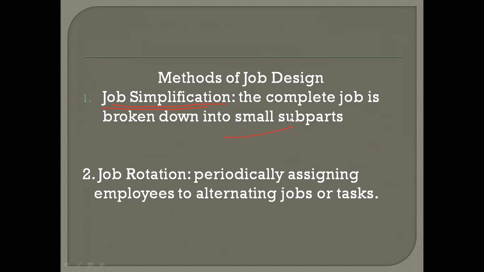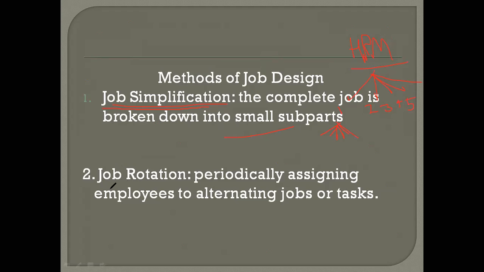To complete the job, it is broken down into small subparts. Suppose, let us take for example our HRM syllabus. It is broken down into 5 units: unit 1, unit 2, unit 3, unit 4, and unit 5. Again, in each unit, topics are divided into subtopics. So this is job simplification. This is syllabus simplification in our case. In order to complete a particular job, it needs to be broken down into small parts.